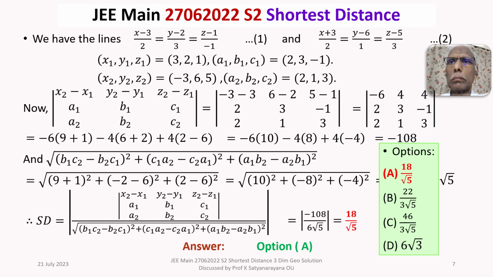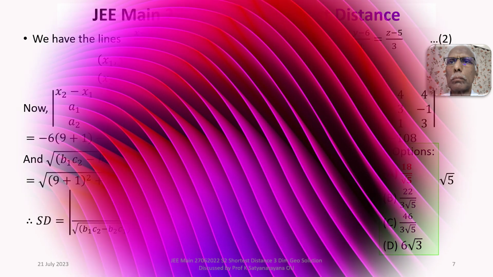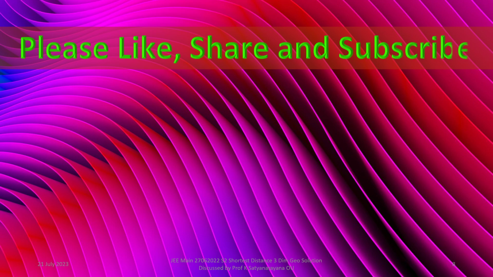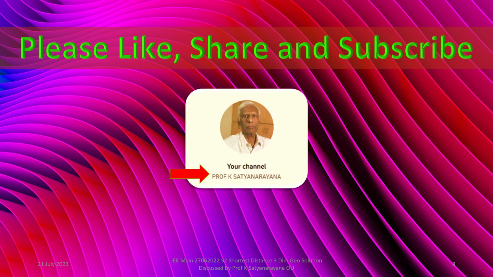That is the detailed discussion of the solution of the problem on the shortest distance between two skew lines in three-dimensional geometry. I am sure that you have understood the solution of this problem, and I wish you all the best. Thank you.